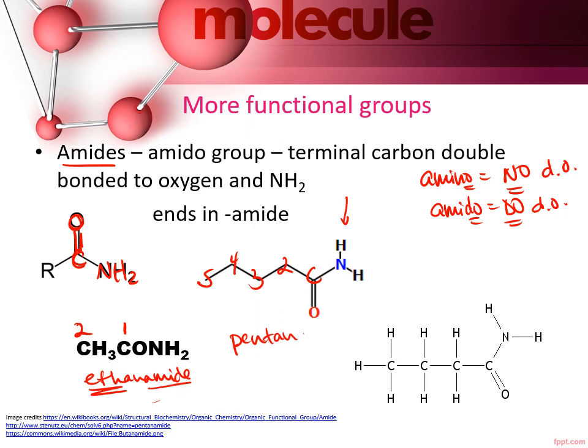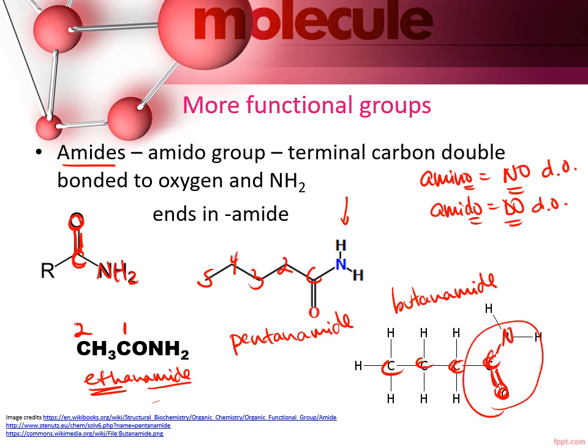Pent for the 5 carbons, amide because we have that amine group, pentanamide. One more, carbon number 1, 2, 3, 4, meth, eth, prop, butanamide. And again, remember, because I have this double O here, so we have nitrogen, carbon, double O, this makes this an amido group. If we did not have that double O there, it would not be an amido, it would be an amino, and we would name it with amine instead of amide.